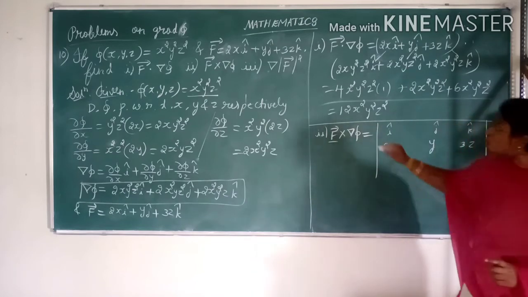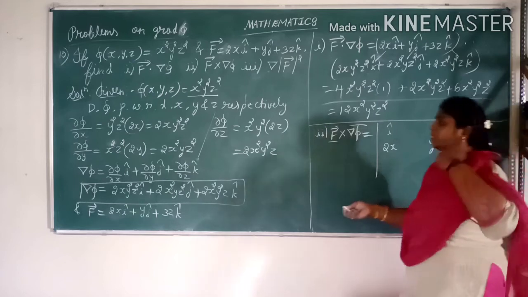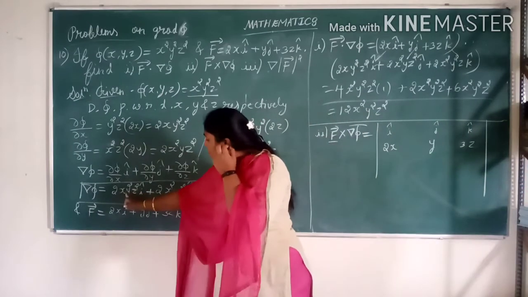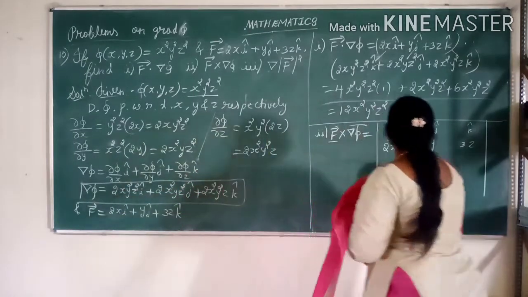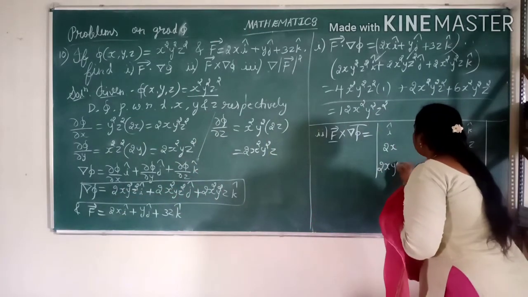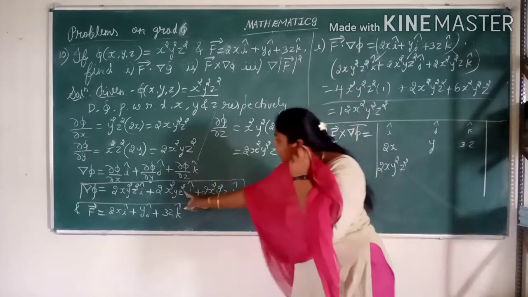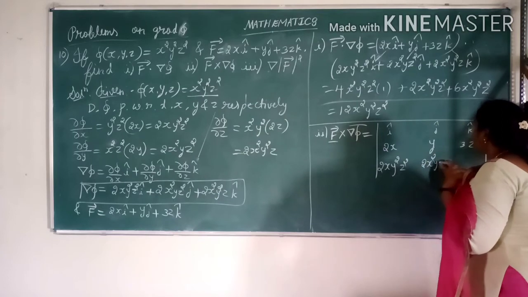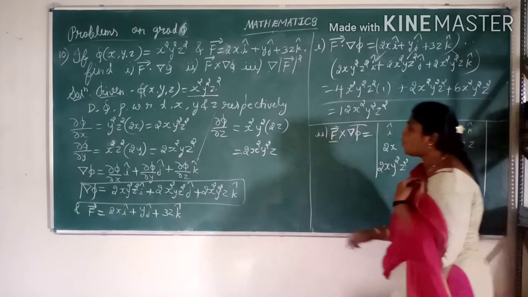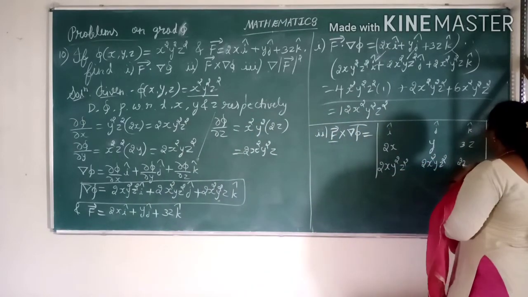In the third row, we write the grad pi. What is the grad pi? Just now you saw it here. Write the i coefficient under the i. What is the i coefficient here? 2x y square z square. Next, what is the j coefficient in the grad pi? 2x square y z square. What is the k coefficient in the grad pi? 2x square y square z.